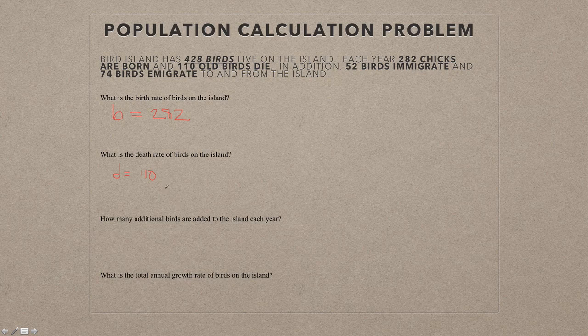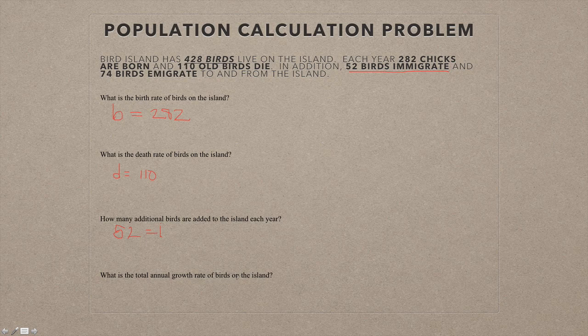And then we go to any additional birds added this year. And that's when they're added from somewhere else, they immigrate onto the island. And that's an additional 52 birds that we have. And we'll call that equals the letter I.